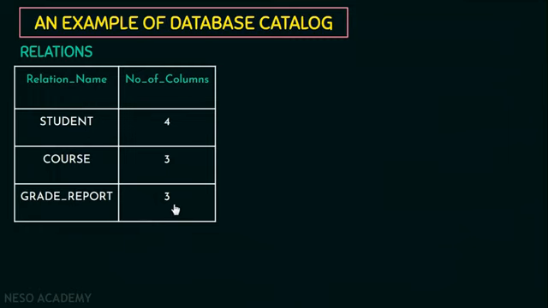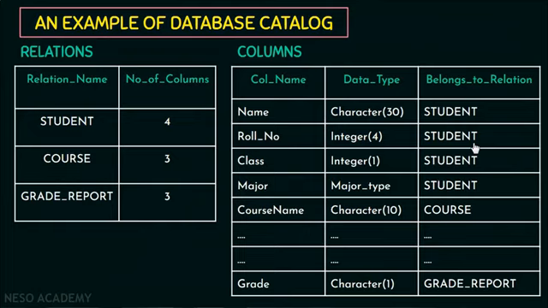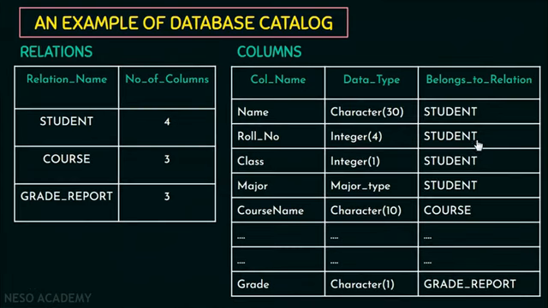And also in our catalog, we can have another table which defines the columns present in each table or in each relation, their data type, and to which table or to which relation that column belongs to. Based on our example of a university database, the column student name has the data type character of size 30 and it belongs to the student table. Similarly, the column roll number is of integer data type and belongs to the student relation or student table. So this is an example of a database catalog where information about the database or a description of the database is stored. Now going back to the characteristic that we were discussing.